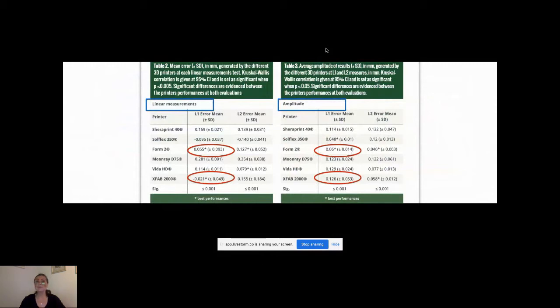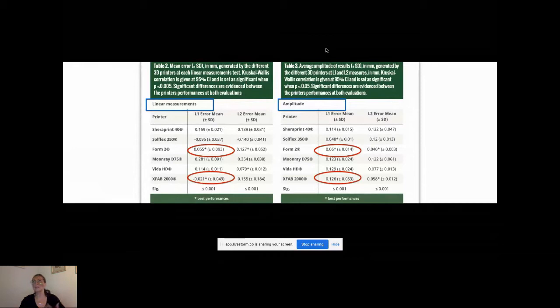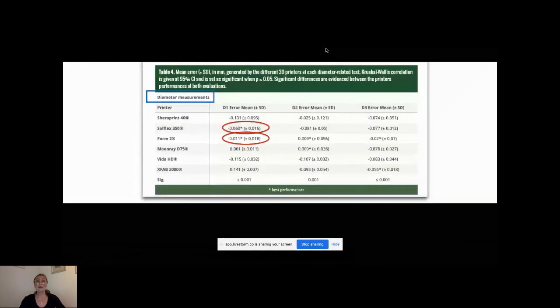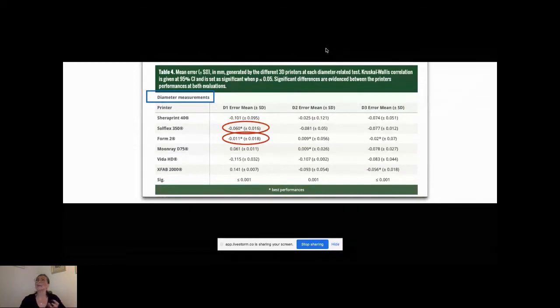Now, the different results of different printers depend on the technology of the printer. Some of them are based on light, some of them are based on mirroring. And of course, diameter measurements also had different values. The second reason why the results are different is because the printing materials are also different.